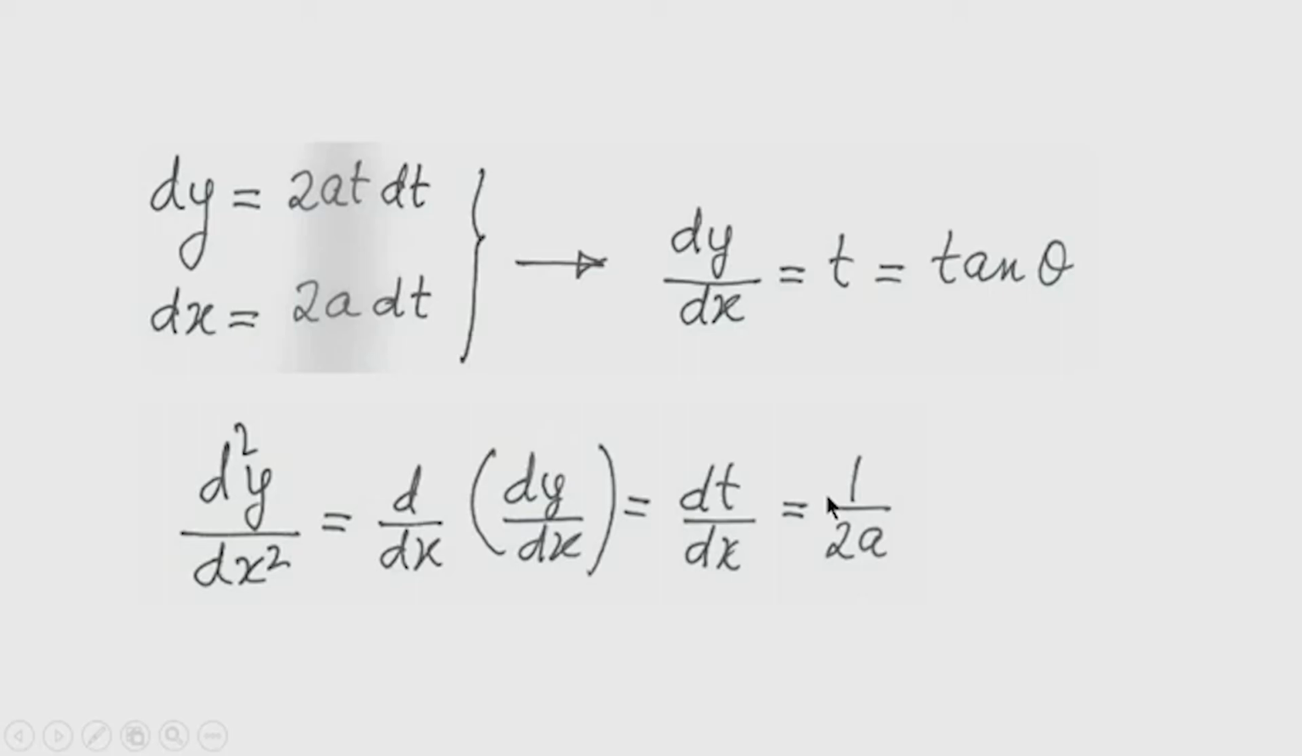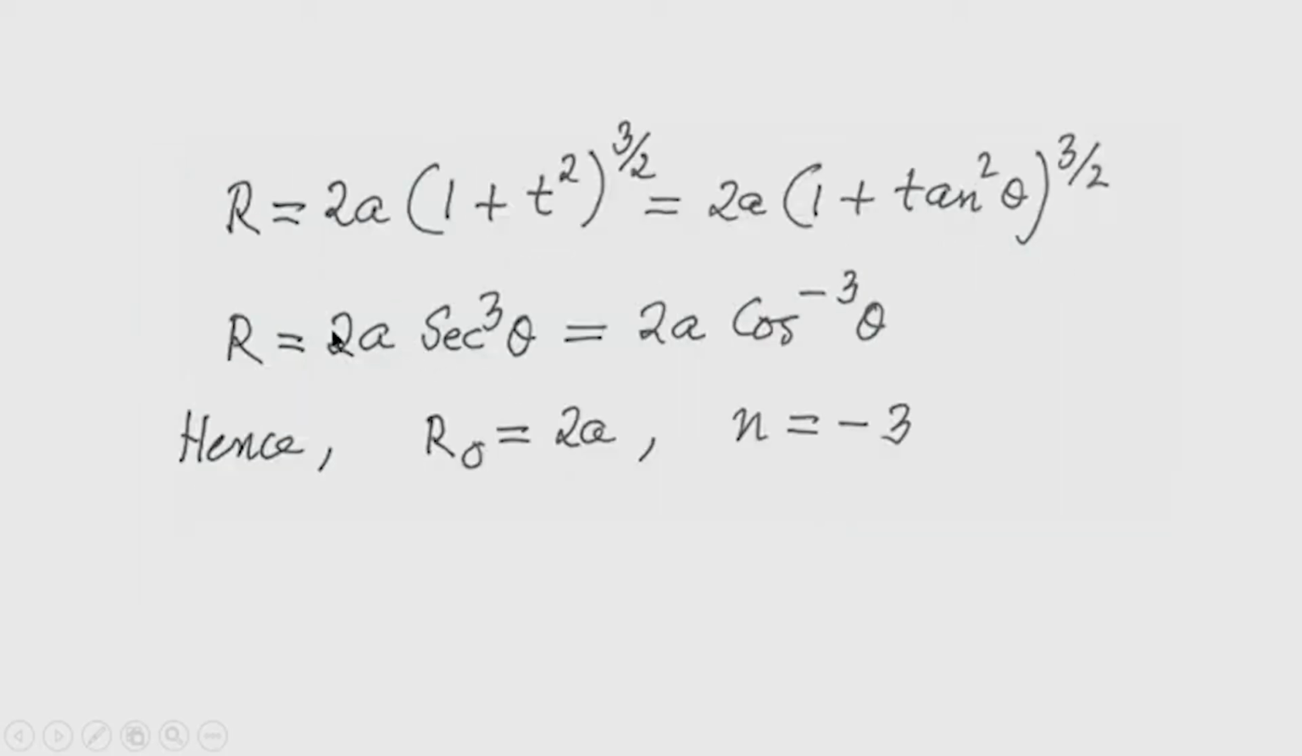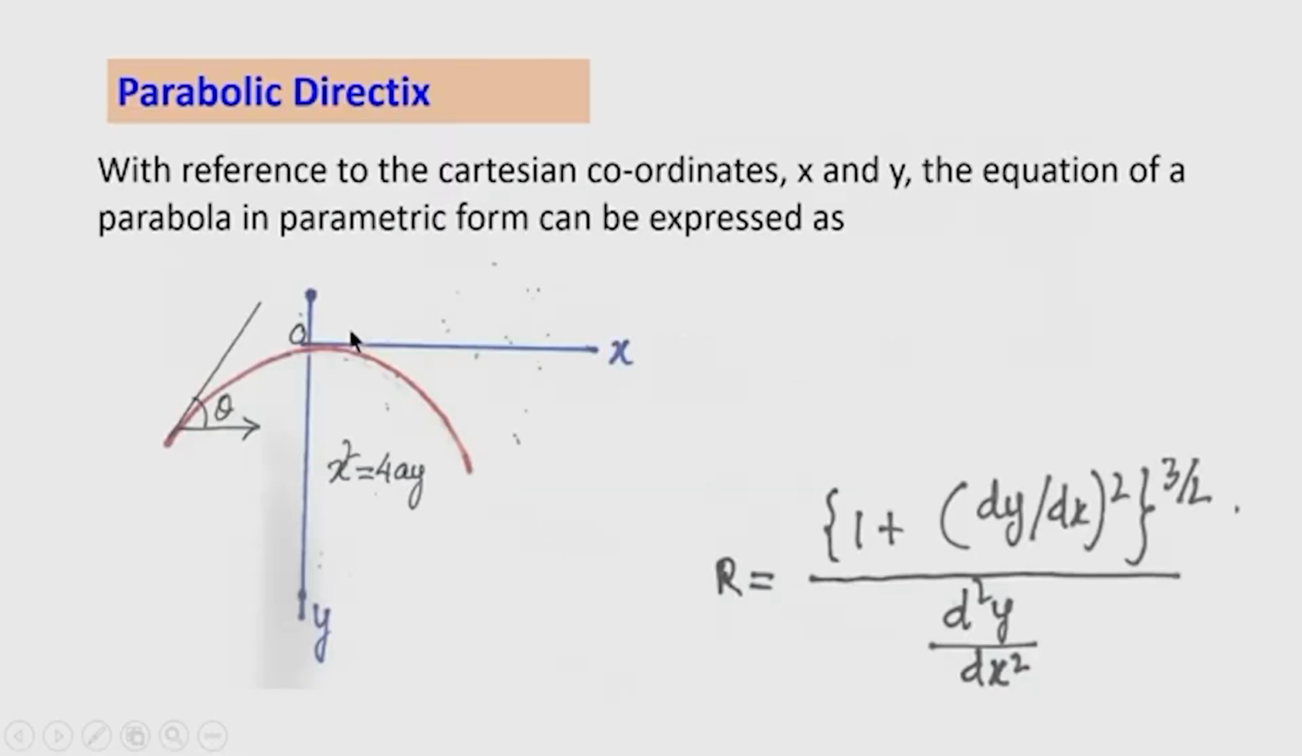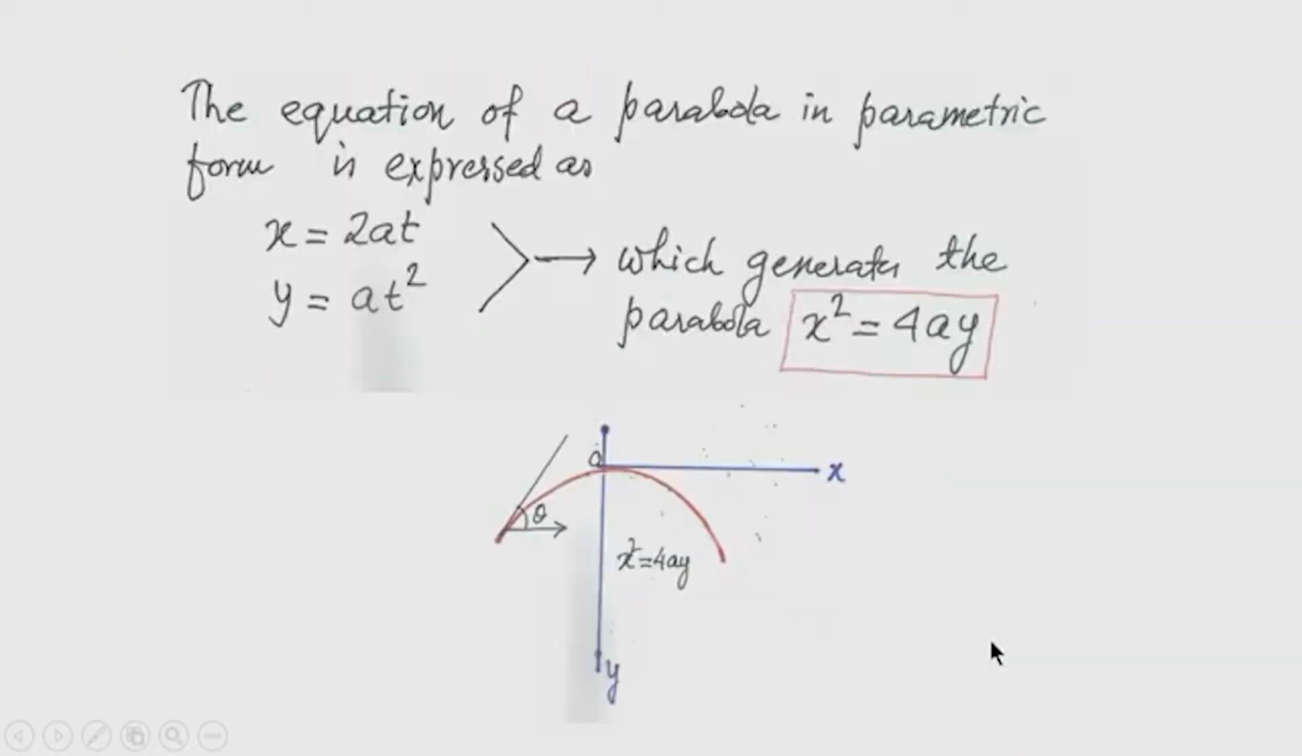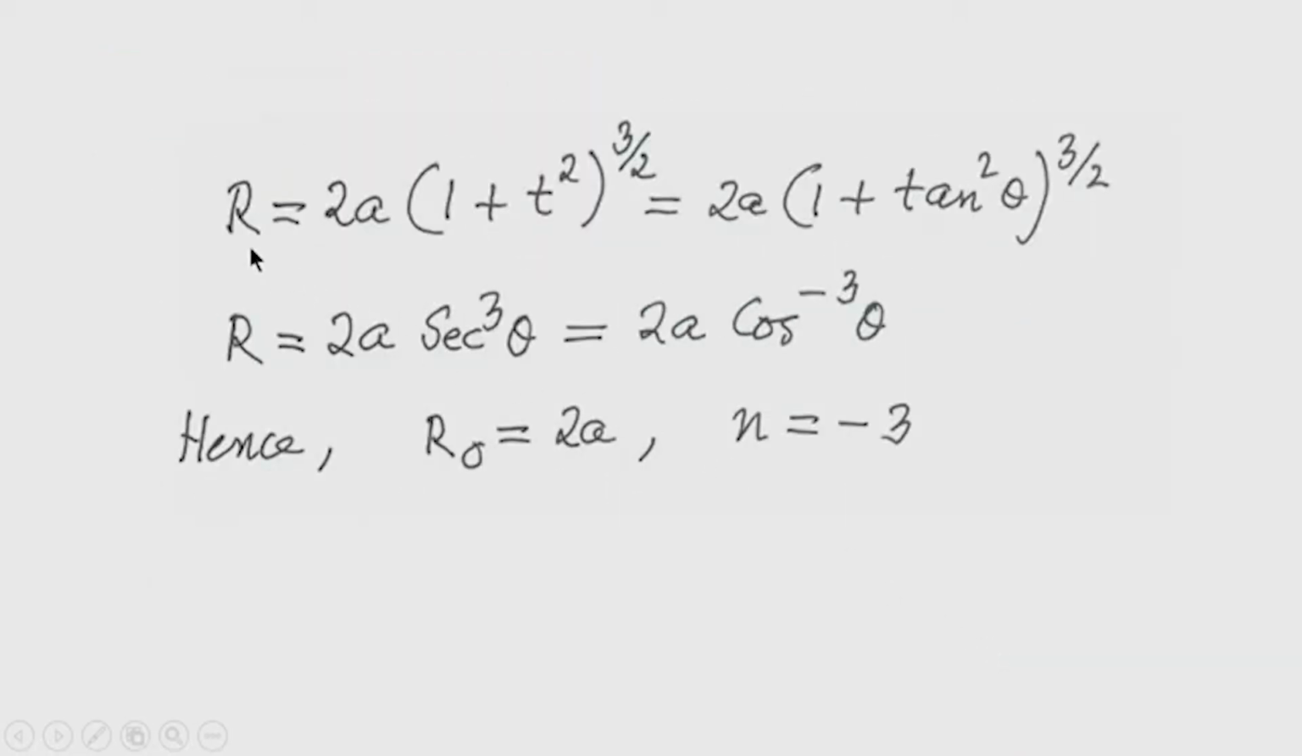Okay. So, r is found using this formula: r is equal to 1 plus (dy by dx) whole square, raised to the power 3 by 2, divided by d square y by dx square. So, once we know dy by dx and d square y by dx square, now we can find r. So, r is computed as 2a into (1 plus t square) raised to the power 3 by 2, equal to 2a, 1 plus t is tan theta.